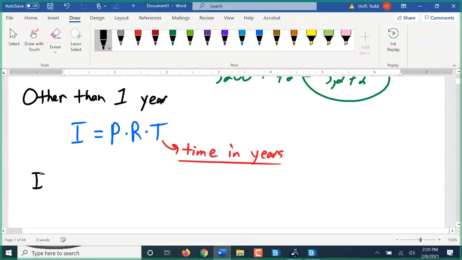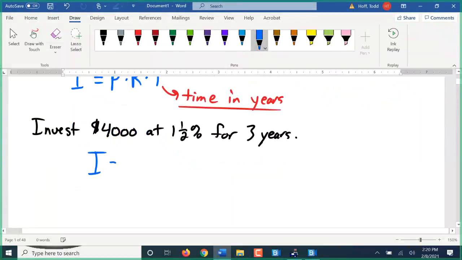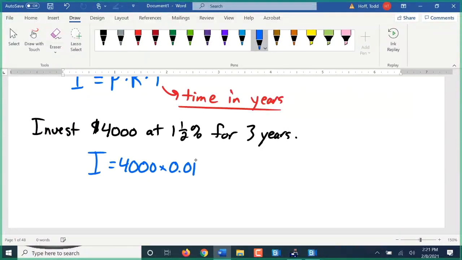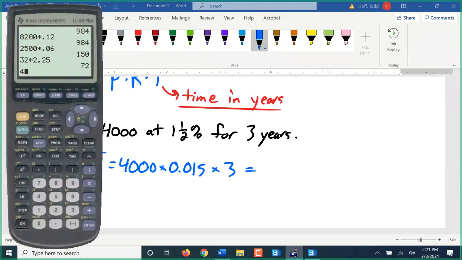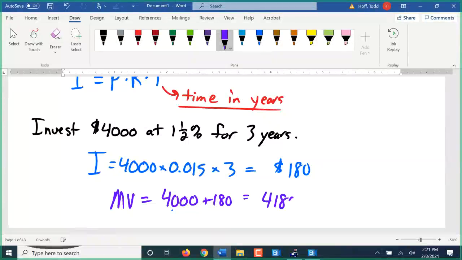So if we invest, let's say we're going to invest $4,000 at 1.5% for 3 years. Our principal, 4,000. What's our rate? 0.015. Good. And our time? Right. 3 years. Good. So multiply that out. $180 in interest. So the maturity value, 4,000 plus 180, $4,180.